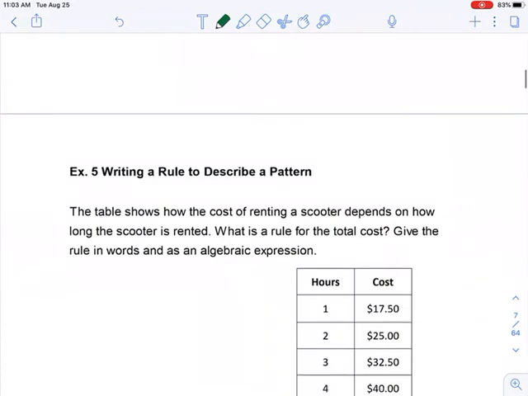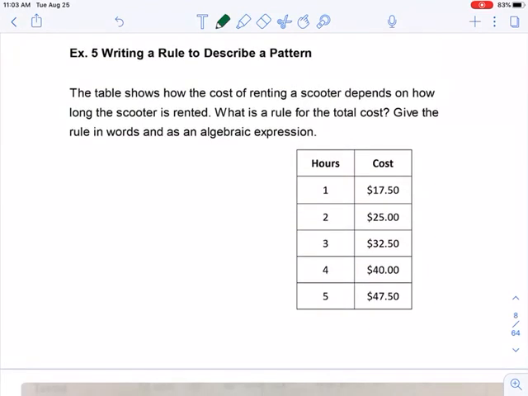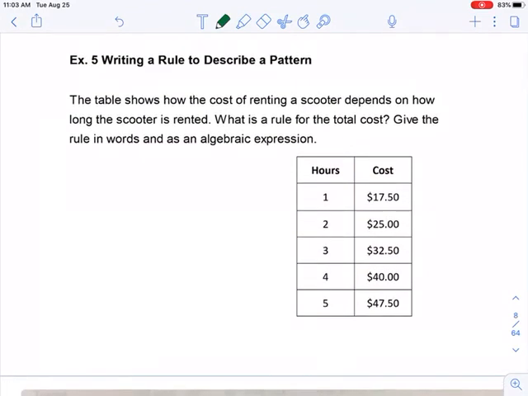And the last example, example 5. Writing a rule to describe a pattern. It says the table shows the cost of renting a scooter depends on how long the scooter is rented. What is a rule for the total cost? Give the rule in words and as an algebraic expression. So if I look at my table, if I rent it for 1 hour, I'm paying $17.50. If I rent it for 2 hours, I'm paying $25. If I rent it for 3 hours, I'm paying $32.50. 4 hours is $40, and 5 hours is $47.50.